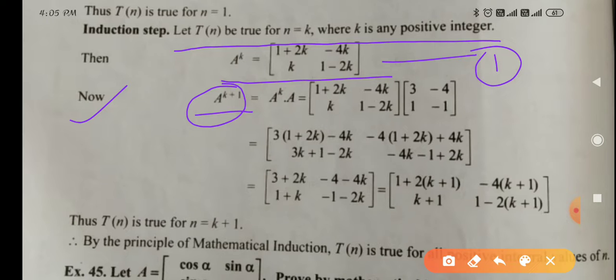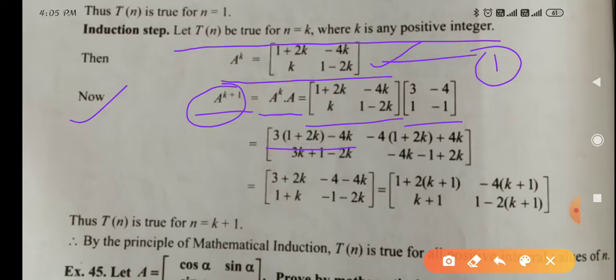This was the method. So A to the power k plus 1 can be written as A to the power k into A. Now the value of A to the power k you can put in from equation 1: 1 plus 2k, k, minus 4k, 1 minus 2k, and the value of A is given in the question: 3, 1, minus 4, minus 1. Now you multiply. After multiplication it will come 3 plus 6k minus 4k. If you open the bracket it will come as I am telling.